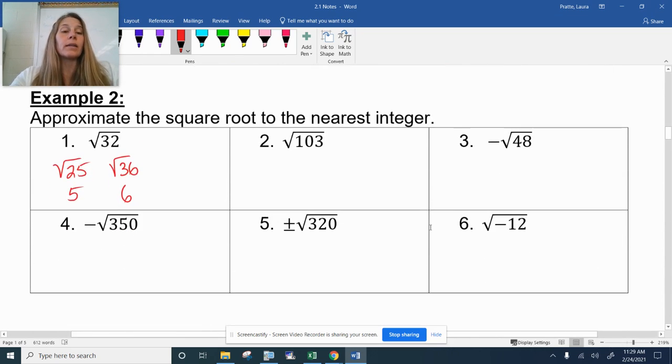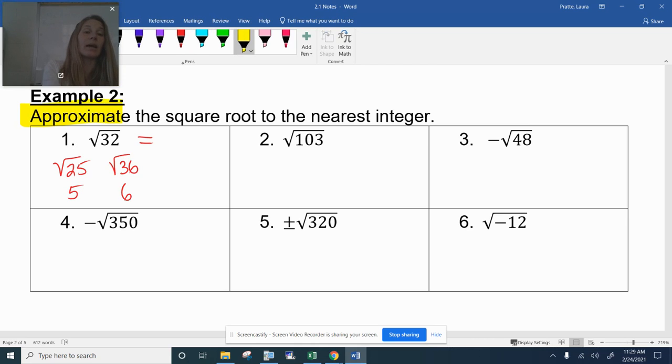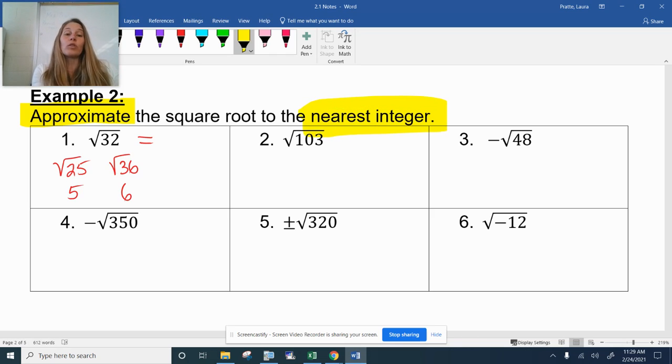So if I then need to know what the square root of 32 is, and I don't have a calculator and I just want to approximate this, so we don't need an exact answer. We know if we put this in on the calculator, we get some decimal between 5 and 6, so 5 point something. But if we're going to round it anyway to the nearest integer, which one would it be closer to, the 5 or the 6?